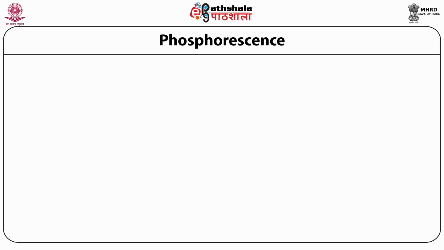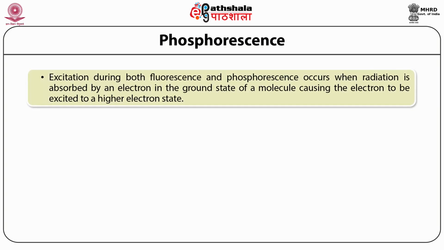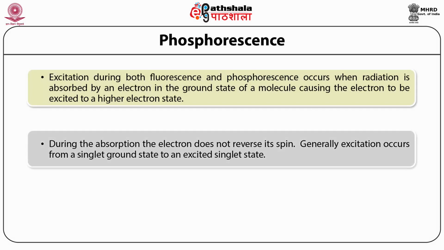Now let us discuss phosphorescence. Excitation during both fluorescence and phosphorescence occurs when radiation is absorbed by an electron in the ground state of a molecule, causing the electron to be excited to a higher electron state. During the absorption, the electron does not reverse its spin. Generally, excitation occurs from a singlet ground state to an excited singlet state.